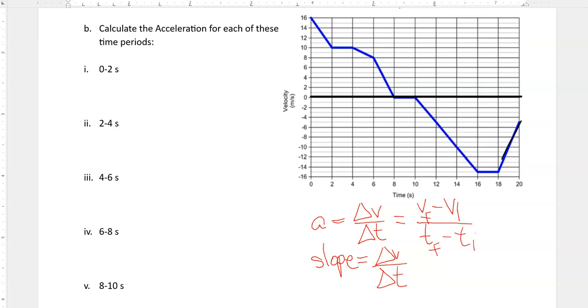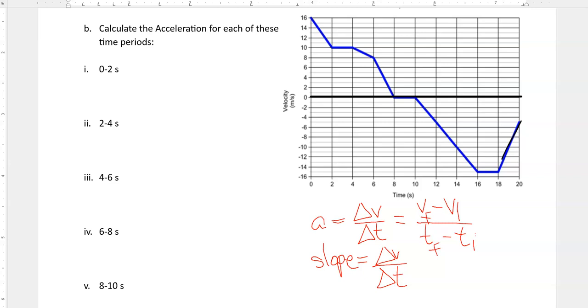Now, determining what's the final time and the initial time is very easy. When you see a range of times, 0 to 2 seconds, for instance, the first time is the initial, and the second time is the final. The later time is the final time. So now it's just a matter of finding the corresponding velocities for each of those two times in order to do your calculation of the acceleration.